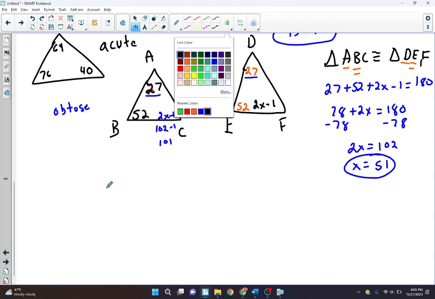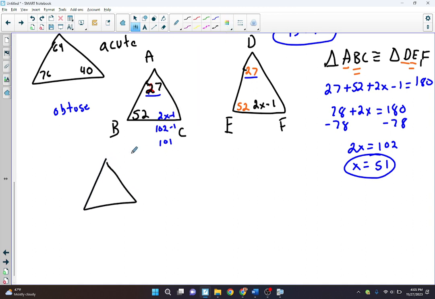Let's do our next one. Same congruent statement, so use this again. 79 and 31. Let's do that. And then this one over here is going to be 2x minus 1.